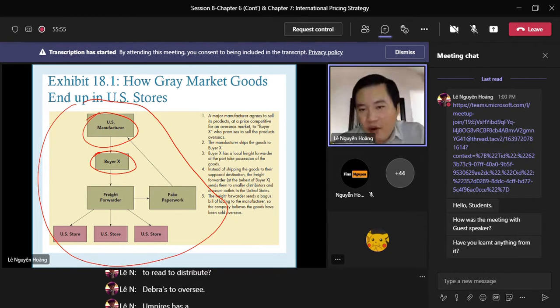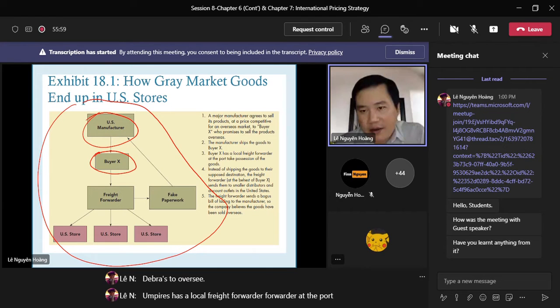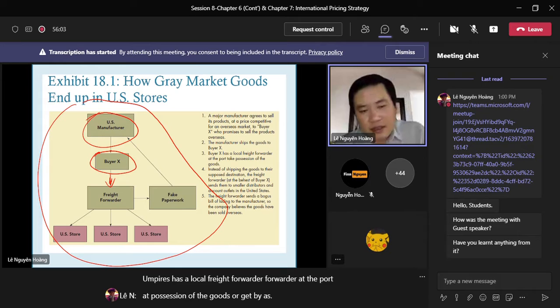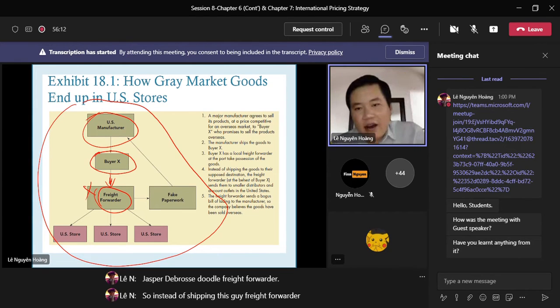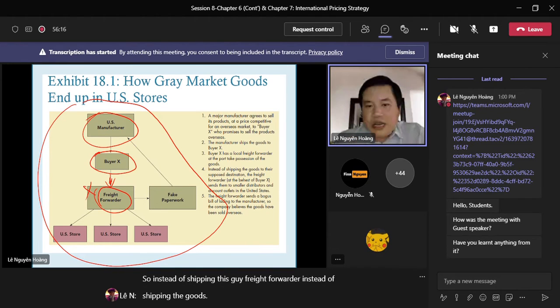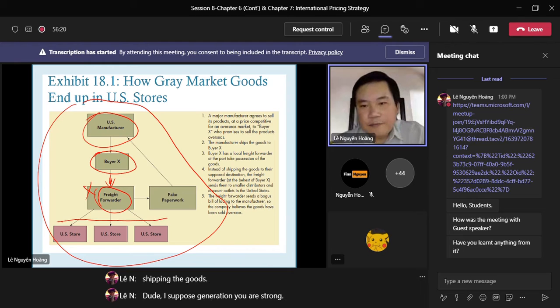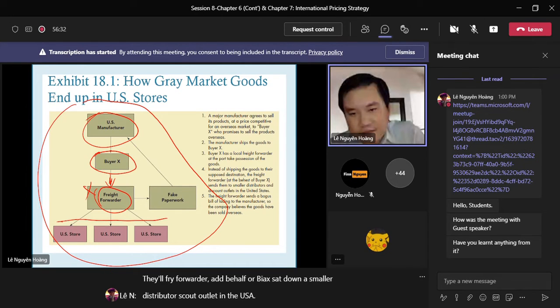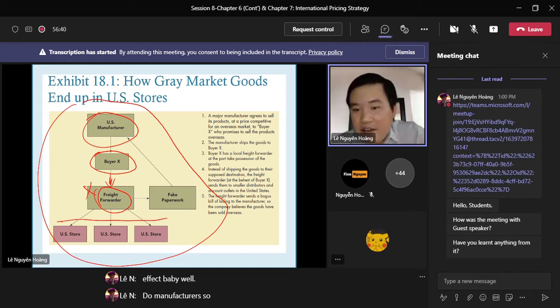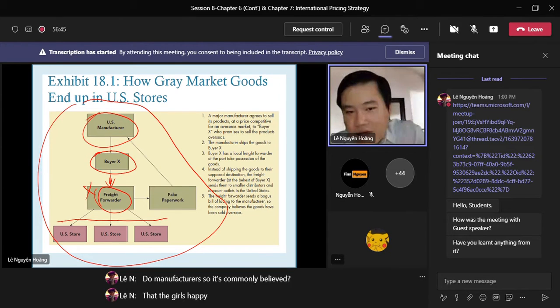And buyer X has a local freight forwarder at the port take possession of the goods. Buyer X transports the products to the freight forwarder. So instead of shipping the goods to their supposed destination, overseas stores, the freight forwarder, on behalf of buyer X, sends them to a smaller distributor or discount outlet in the US. And the freight forwarder sends a bogus bill of lading, or what we call fake paperwork, to the manufacturer. So the company believes that the goods have been sold overseas. That's how gray market goods end up in US stores.